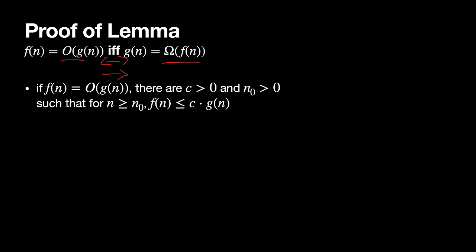In English, what we're saying is that our function f is bounded above by g. And because we know that, we can say that g is bounded from below by f. So again, we're assuming that the left-hand side is true to prove the forward direction of the implication here. So we're just going to start with our definition of the big O.